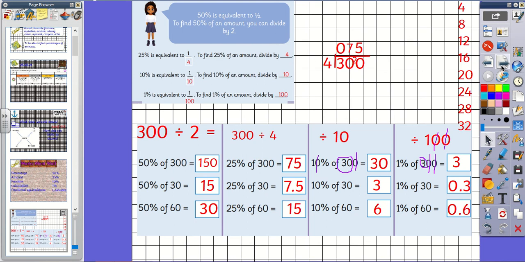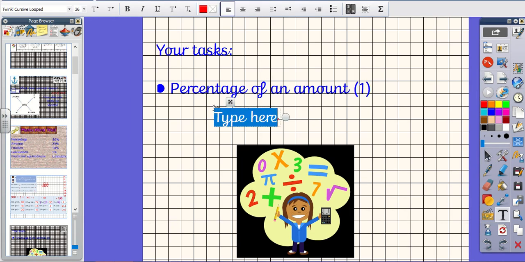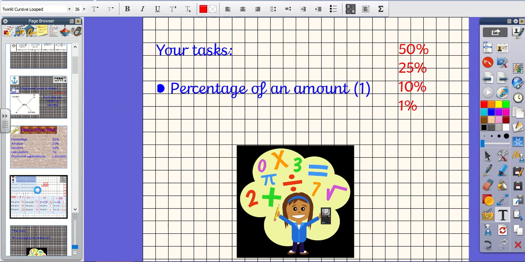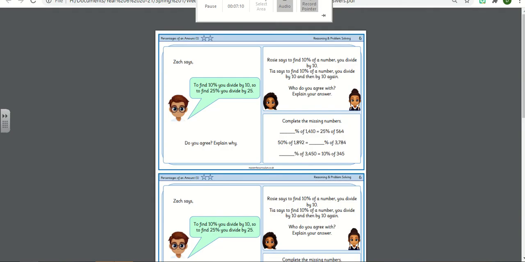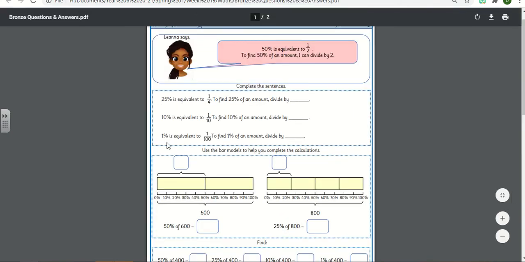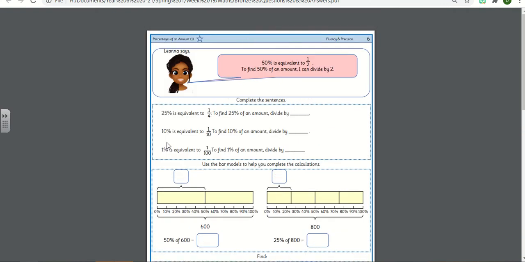Okay then, so your work today is you are going to be continuing with percentages of amounts, but we are just looking at 50%, 25%, 10%, and 1%, okay? So always come back to this bit here to remind you what you need to divide by. So if we just go on to your questions, which are here, so bronze, you have got questions and then the answers are just at the bottom.